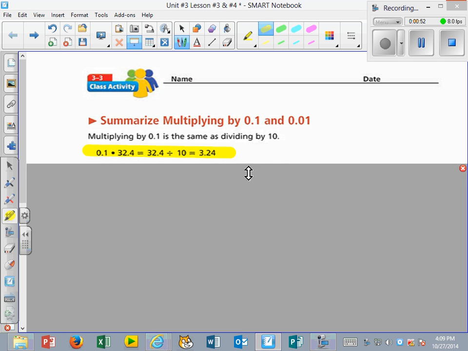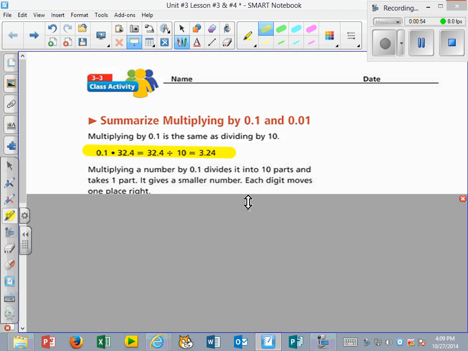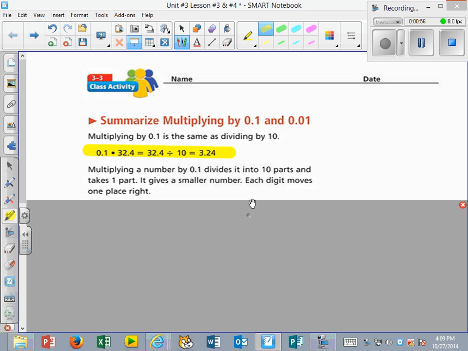So copy that problem down, and then it goes on to say multiplying a number by 0.1 divides it into 10 parts and takes one part. It gives a smaller number. Each digit moves one place to the right. So by multiplying by 0.1, it's moving the decimal from 32.4 to 3.24 because you multiplied it by 0.1.